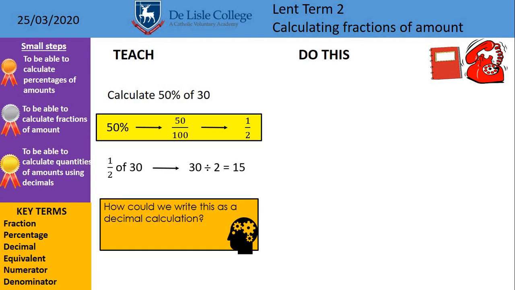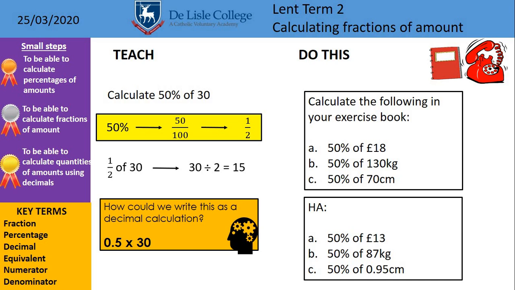How could we write this as a decimal calculation? Well, we know 50% is 0.5. So this is equivalent to 0.5 multiplied by 30. Have a go at the following questions in your exercise book. For more challenging questions, have a look at the box at the bottom. Pause the video while you have a go, and then when you're ready to mark, resume playing.